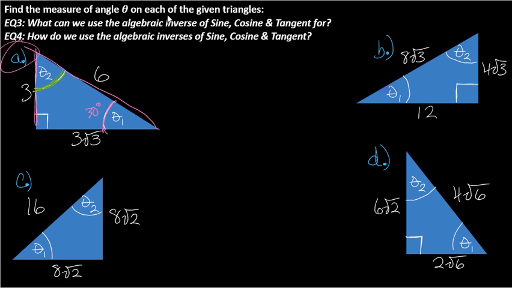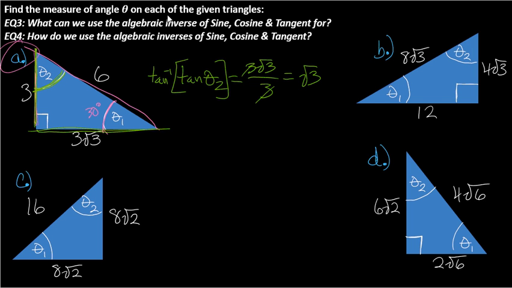And for theta 2, let's do tangent. So tangent of theta 2 is equal to opposite over adjacent. That would be 3 square root of 3 over 3. Okay, so I'm just going to reduce. So 3, 3, that's going to leave me with just the square root of 3. And take the arctangent of both sides. Theta 2, therefore, is equal to the arctangent of the square root of 3, which, of course, is 60 degrees.